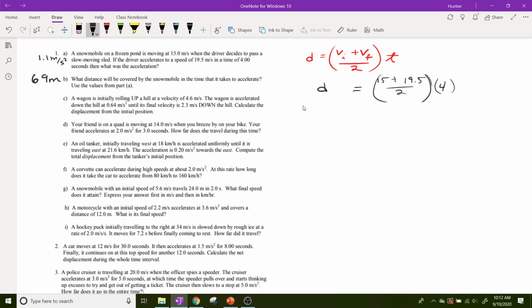Aw, typical teenagers. Okay, 69 meters for part B. Nope. Looks to be correct.